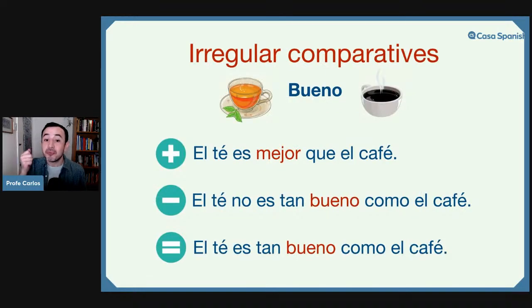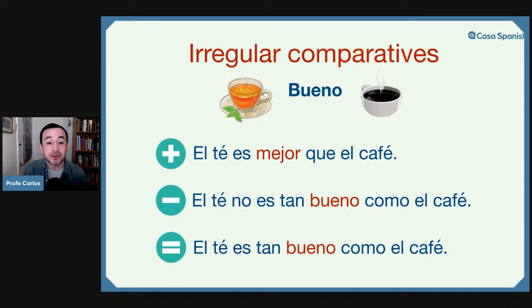We have irregular comparatives, because if we didn't have exceptions, it wouldn't be Spanish, of course. And I want us to focus on 2 irregular comparatives. Bueno, the first one. Example, el té es mejor que el café. Tea is better than coffee in this example.